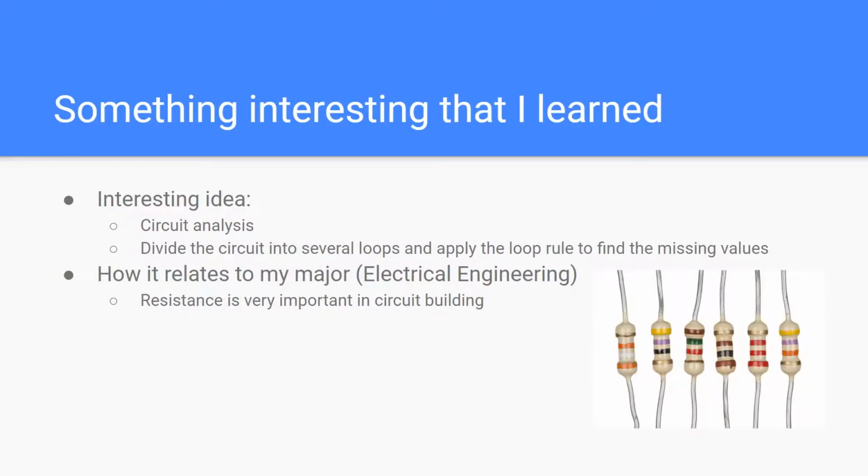Something interesting that I learned is circuit analysis, where we can apply the loop rule by dividing the circuit into several loops, and using that we can find the missing values. And how this relates to my major, electrical engineering, is that in terms of circuit building, we talk a lot about resistance. It could be how to eliminate resistance in a circuit, or to add resistance to a circuit to see the effect of it.